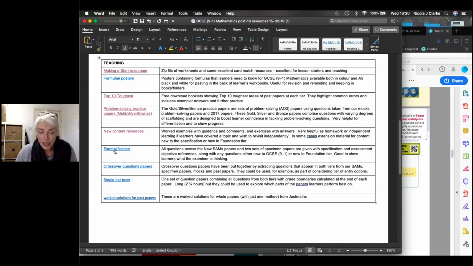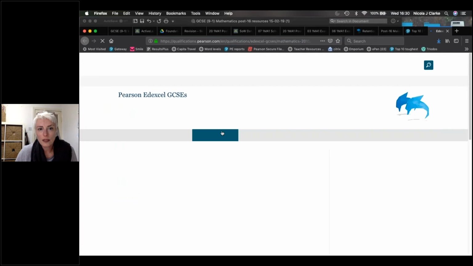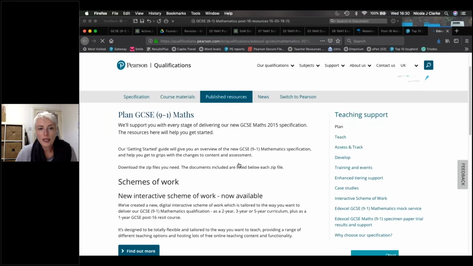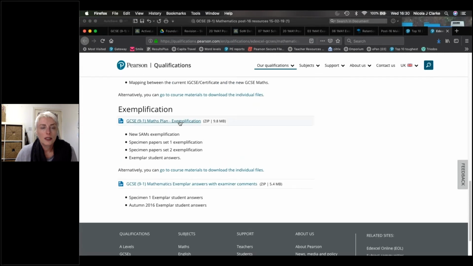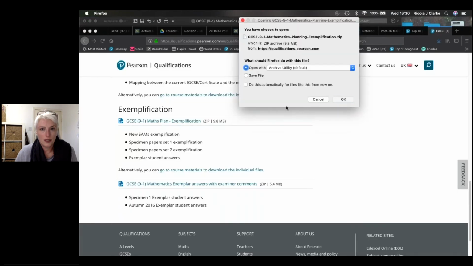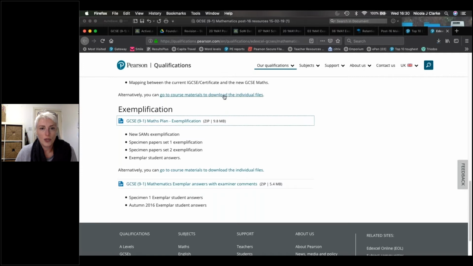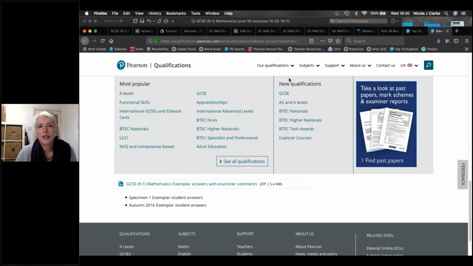There's some exemplification work here. Within here, we'll show you some student answers. Again, you can demonstrate to learners specifically.